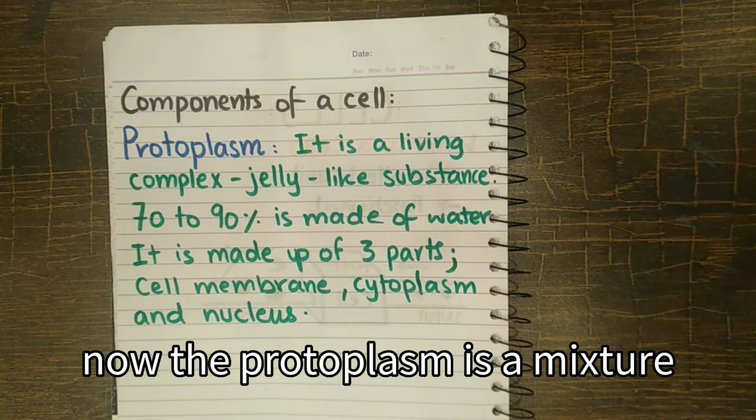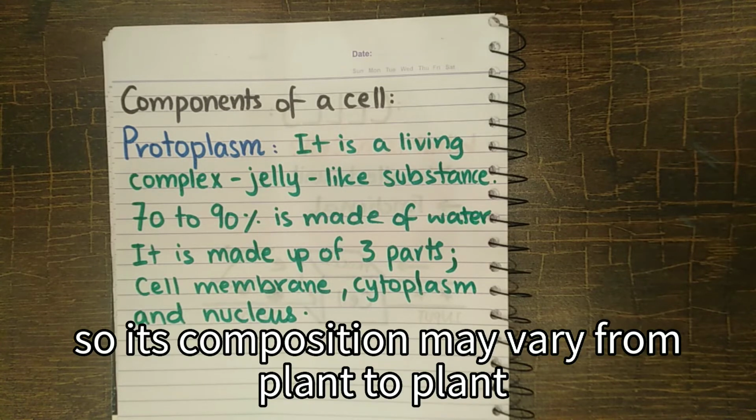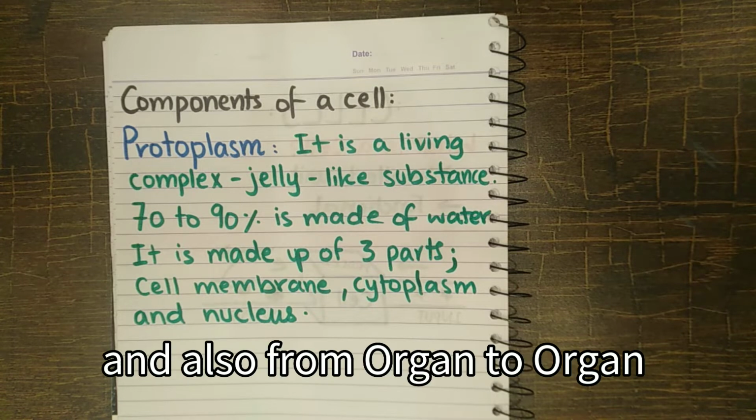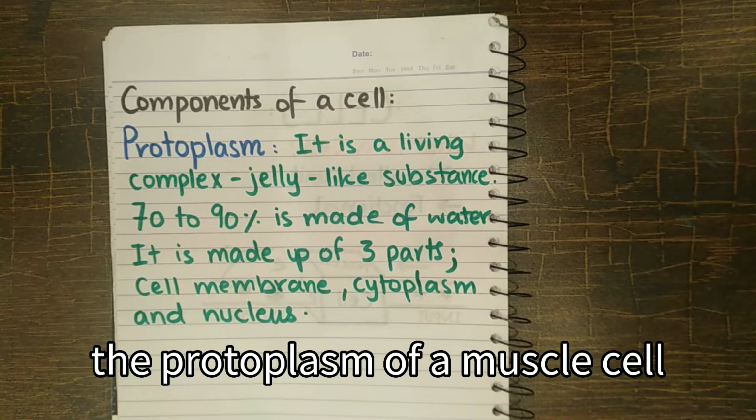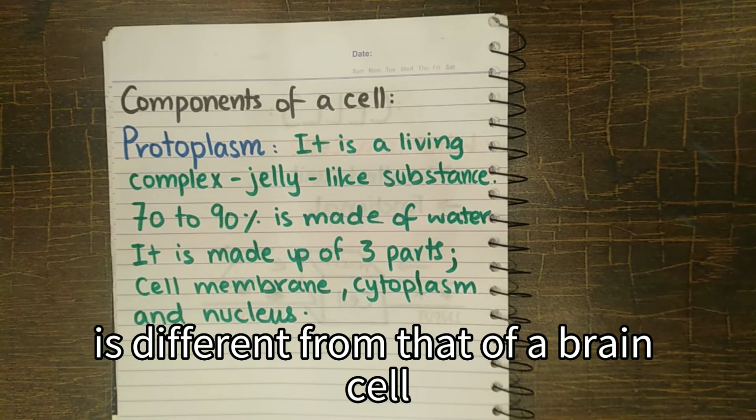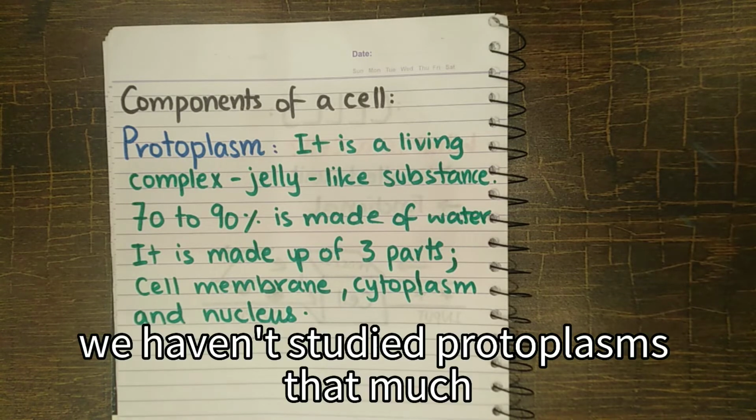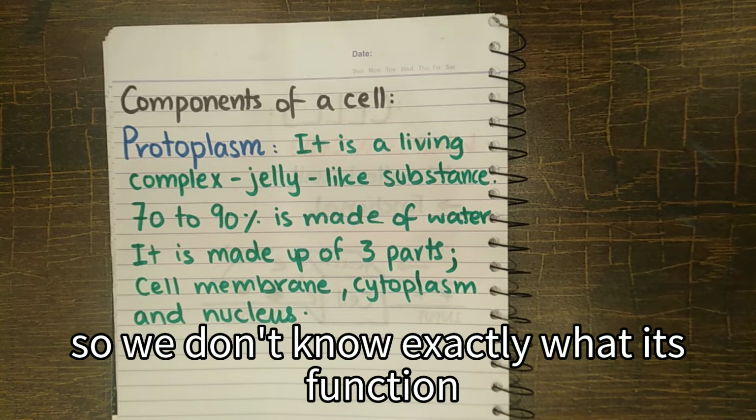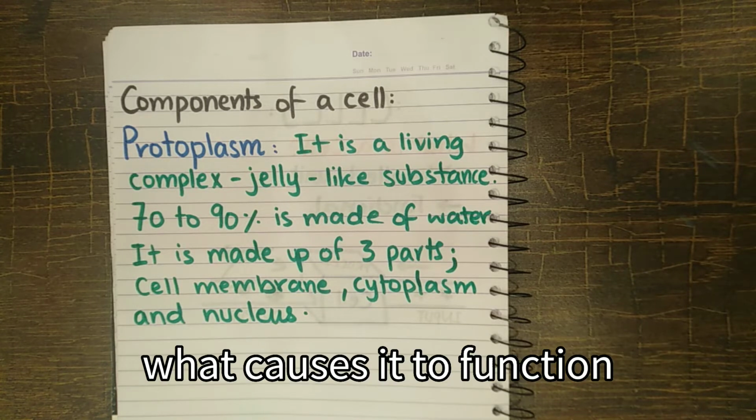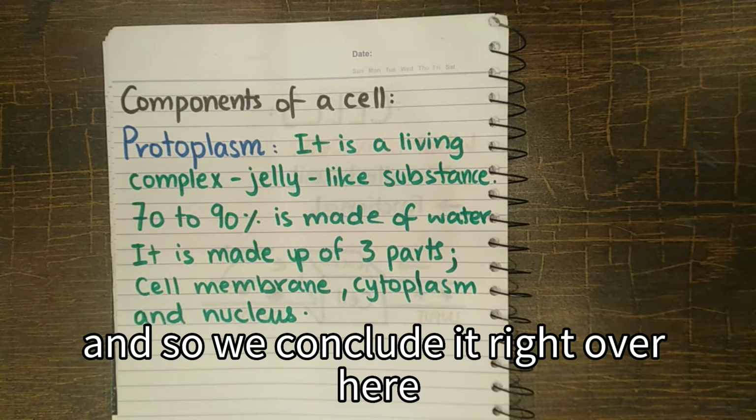Now, the protoplasm is a mixture, so its composition may vary from plant to plant and from animal to animal, and also from organ to organ. For example, the protoplasm of a muscle cell is different from that of a brain cell. We haven't studied protoplasms that much. There aren't many discoveries about it, so we don't know exactly what causes it to function, and so we conclude right over here.